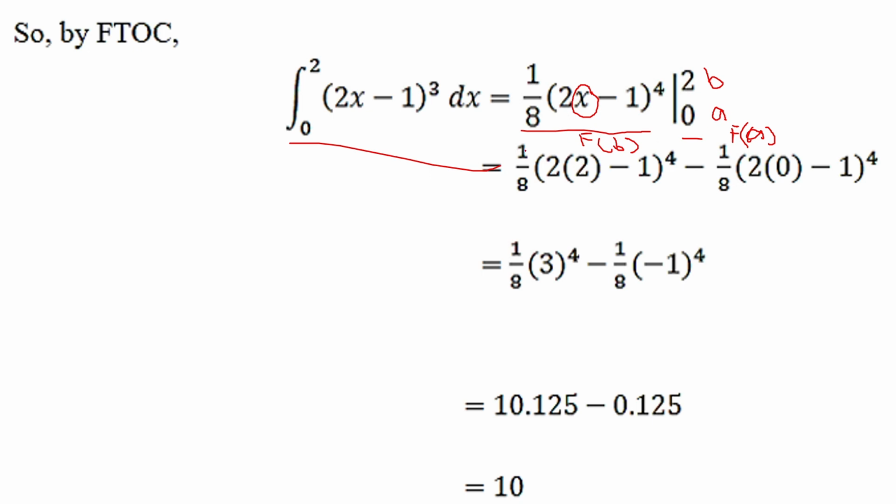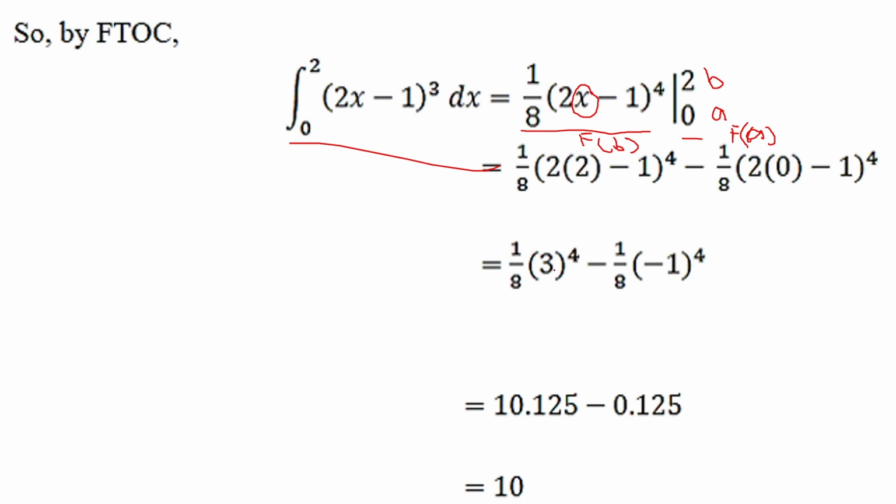Okay, so it will be 1/8 times (2 times 2 - 1)^4 minus 1/8 times (2 times 0 - 1)^4. So in the next step, we have 1/8 times 3^4. Where do we get this 3? 2 times 2, 4, minus 1, 3. Okay, so 1/8 times 3^4 minus 1/8 times, 2 times 0, it's 0 minus 1, it's negative 1 raised to 4. Therefore, we will get 1/8 times (-1)^4.